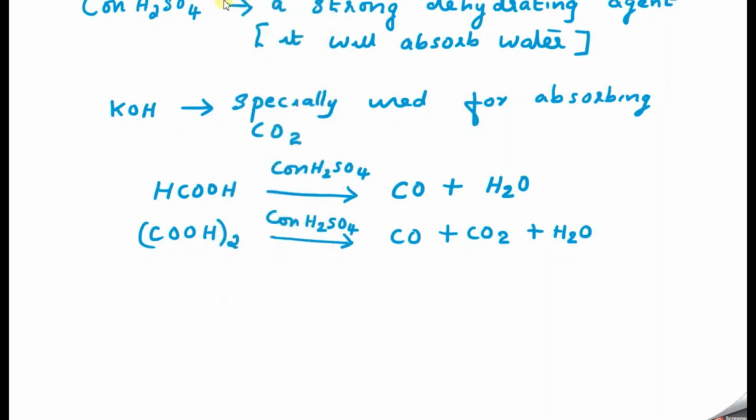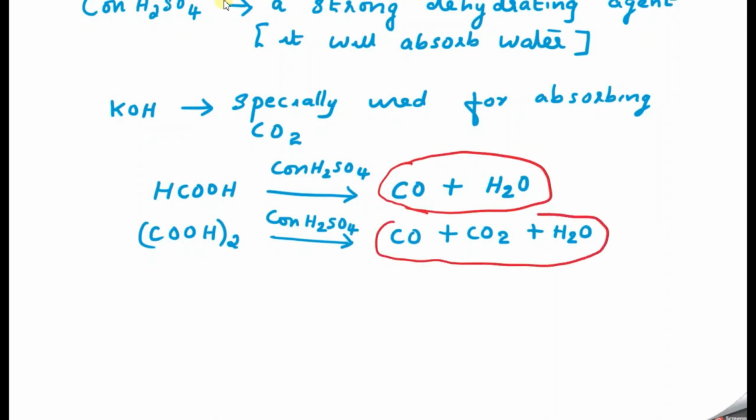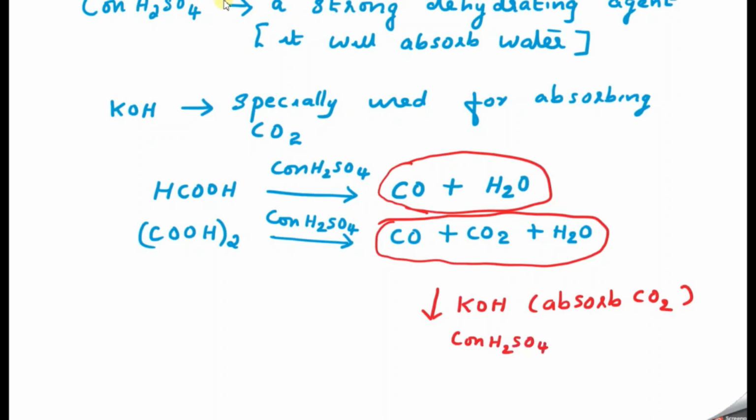Now if you see, after forming this gaseous mixture, you have a gaseous mixture formed here, and you have a gaseous mixture formed here. So after forming this gaseous mixture, it is passed through what? It is passed through KOH. And I know that KOH will absorb carbon dioxide. And concentrated H2SO4 will absorb water, H2O, because it's a strong dehydrating agent.